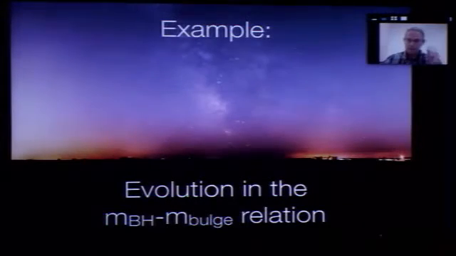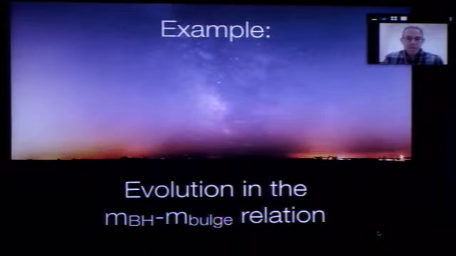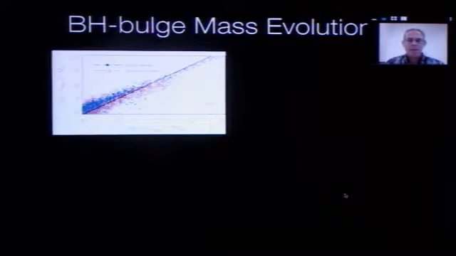Let's have a look at another one. Evolution in the black hole bulge relation. Okay, so sticking with our theme of black holes. Now, this was a result that came about from a conference that I went to at Ringberg. So let me just tell a little story, okay? A story of me trying to scam my way through a talk.